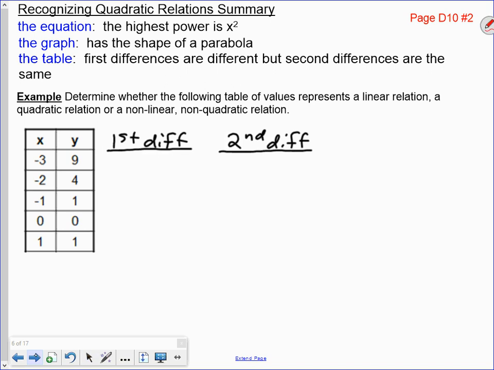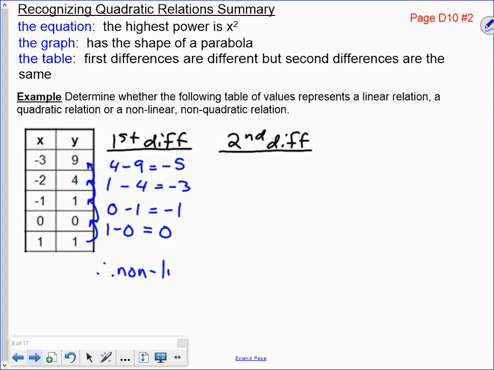So I'm going to start with my first differences. I'm going to start at the bottom of the table and work my way up. 1 minus 0 is 0. 0 minus 1 is negative 1. 1 minus 4 is negative 3. 4 minus 9 is negative 5. My first differences, negative 5, 3, negative 1, and 0, are not the same. So it is nonlinear.